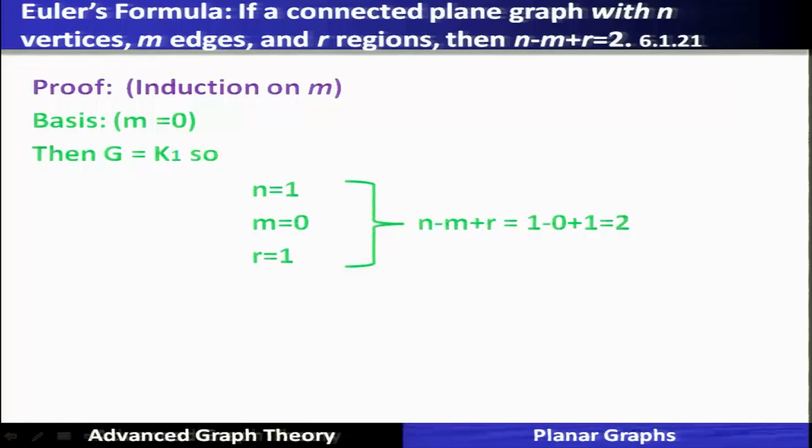Let us see the proof by induction on the number of edges. For the base case, let us consider the number of edges as 0. If there is no edge present, then it will be an isolated vertex, which is nothing but a K1 graph. In the K1 graph, the number of nodes is 1, the number of edges is 0, and the number of regions is 1. Including it in this formula, 1 minus 0 plus 1 becomes 2. Hence, this formula is satisfied for the base case.